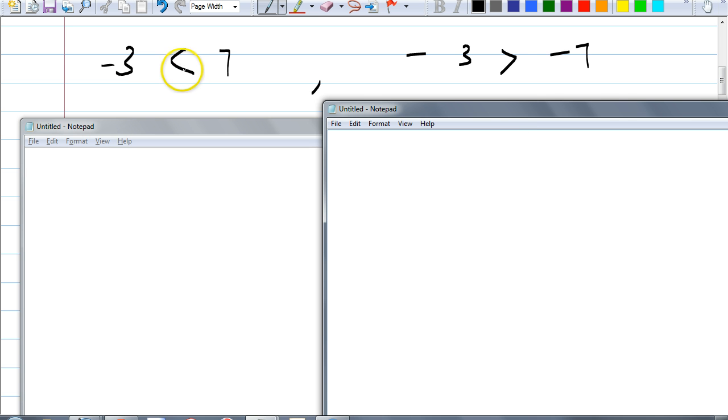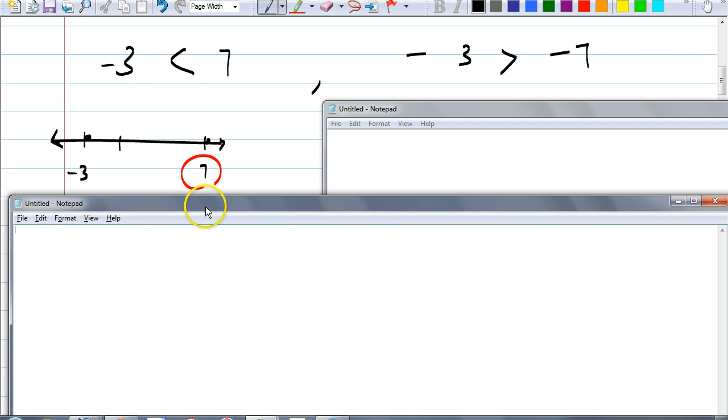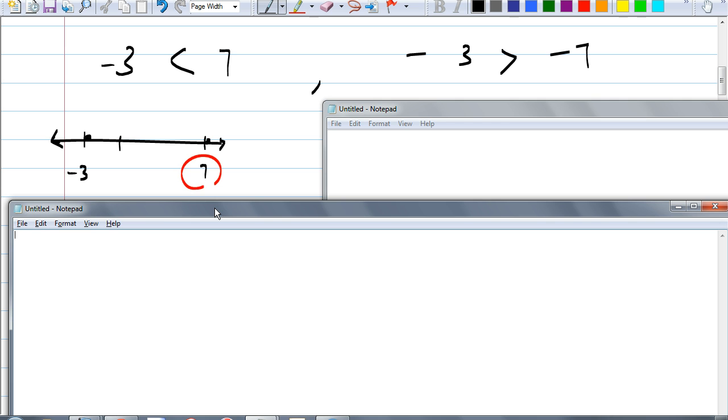Okay, so for example, let's say I graph this. There's -3, there's 7. How do you know which number is greater? Is there a way to tell just by looking at the number line? How do you know which one is greater just by looking at the graph? Yeah, further to the right, of course. As we go further to the right on the number line, the number increases. As you go to the left, it decreases. So -3 is on the left and 7 is on the right of it.